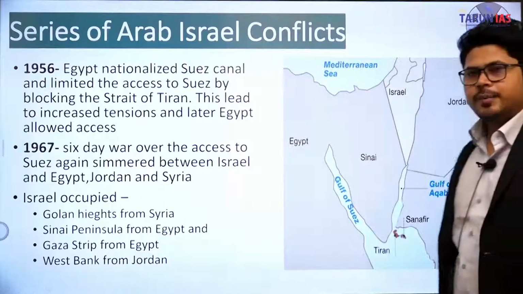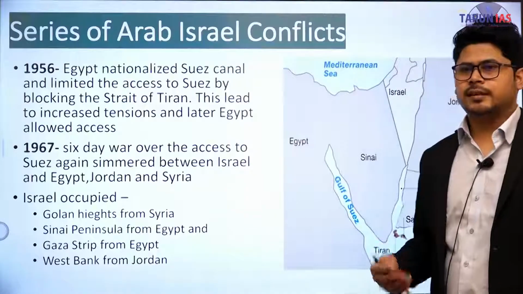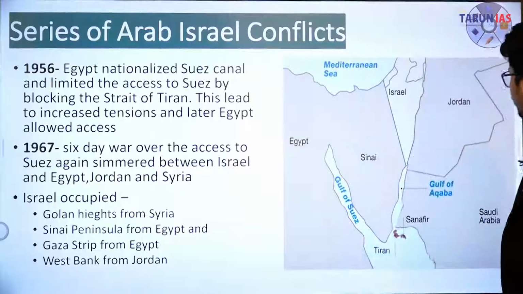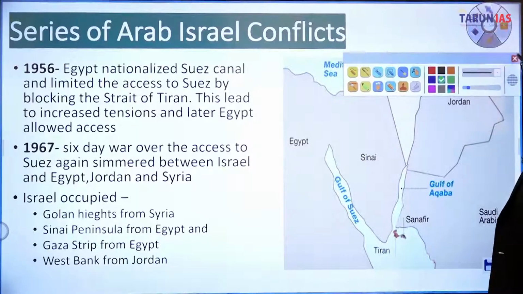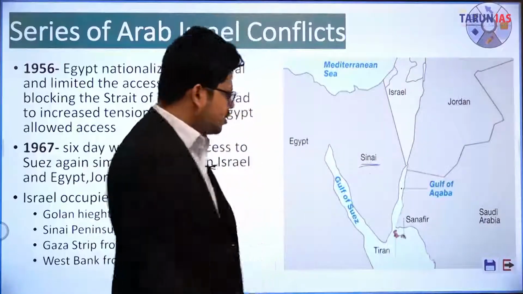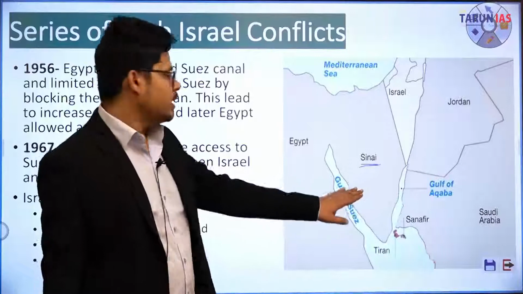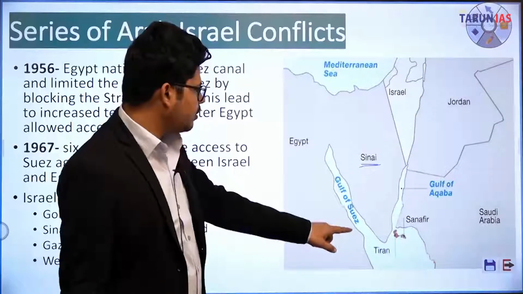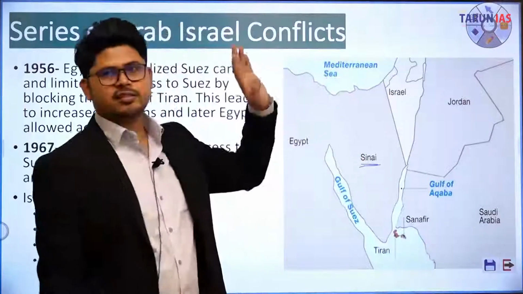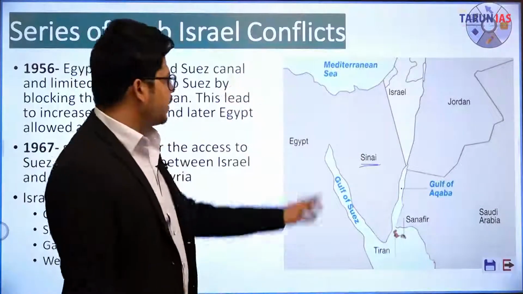उसके बाद there have been a series of conflicts. ठीक है. Series of conflicts, 1956 में. अगला conflict जो main reason था जो conflict का, this is Egypt. Okay, this is called Sinai Peninsula. This is also very important from prelims point of view. The Sinai Peninsula is bounded on three sides: Gulf of Suez, Gulf of Aqaba, and the Mediterranean Sea. Okay, so this is also very important.